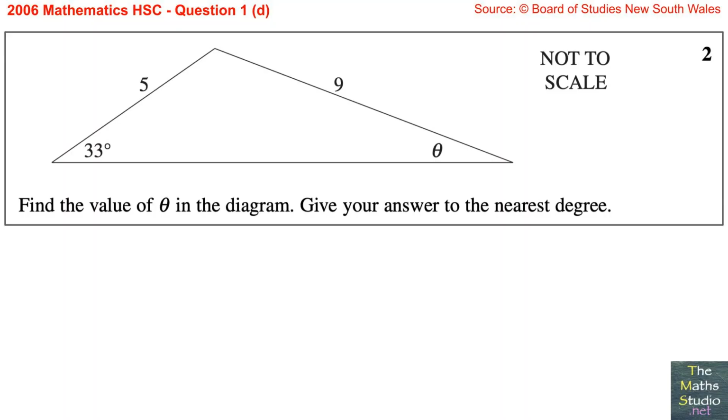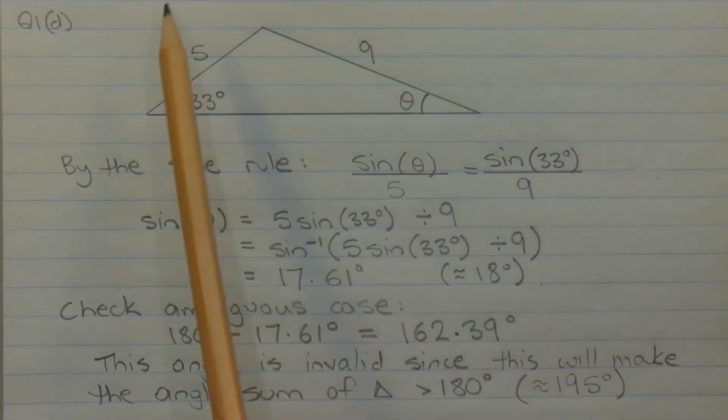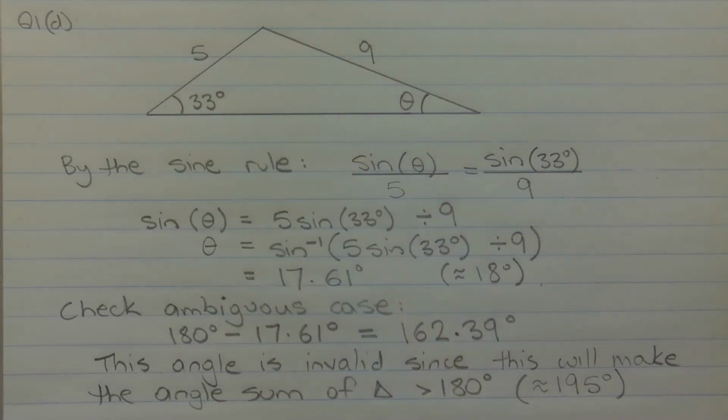Question 1, Part D. Find the value of theta in the diagram. Give your answer to the nearest degree. By inspection, we're dealing with side angle pairs, so the sine rule will be applied.